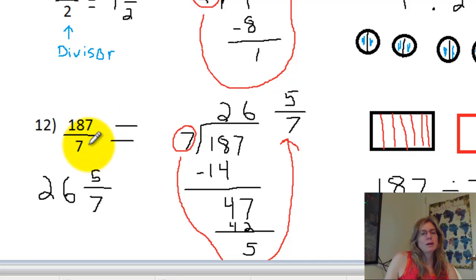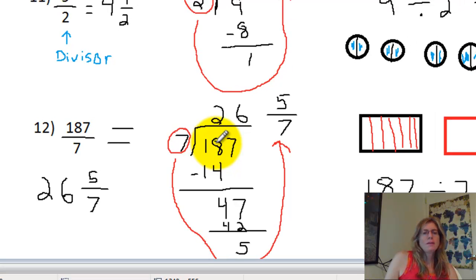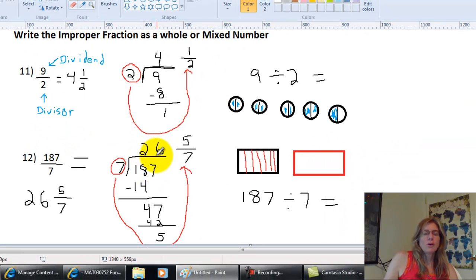So it's just remembering this is the divisor, this is the dividend, so you go 7 into 187. And then the other step to remember is once you get your quotient and the remainder, you put your remainder as the numerator of a fraction where the denominator is 7, the divisor. And we did the same thing up here. The whole number is the quotient, and the remainder becomes the numerator, and the divisor becomes the denominator. So that's how you build an improper fraction into a mixed number.